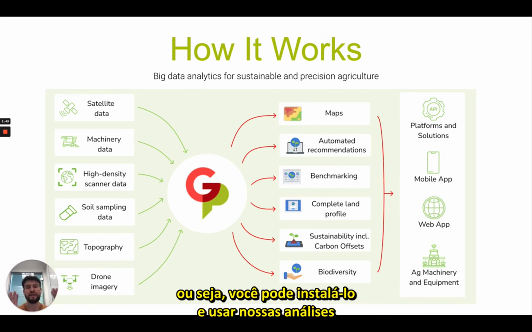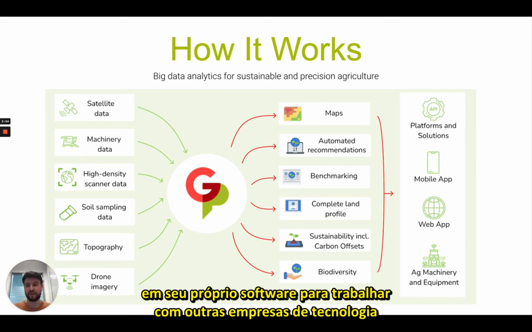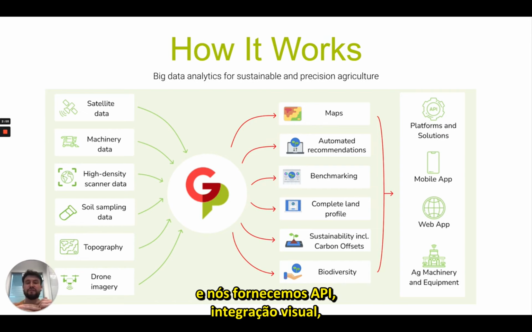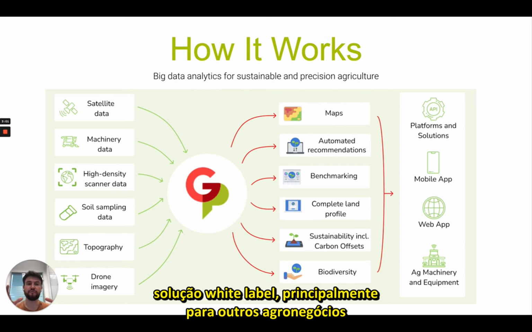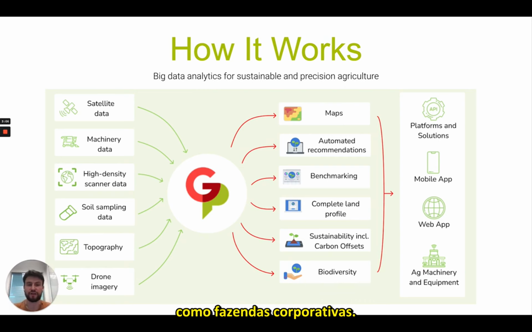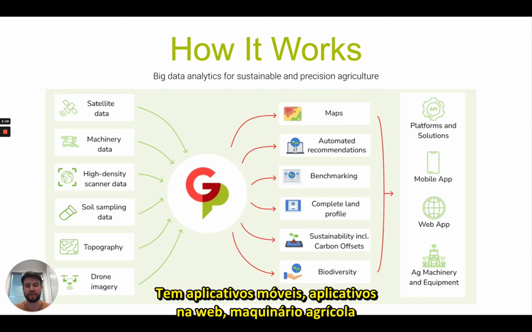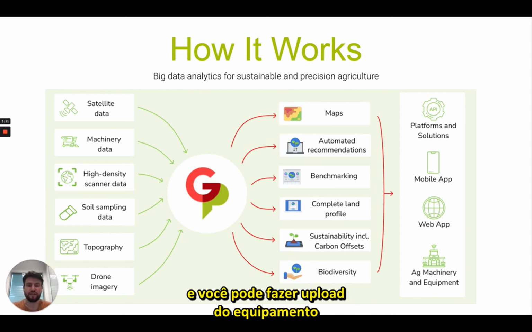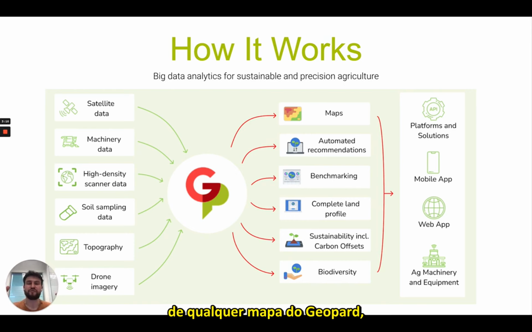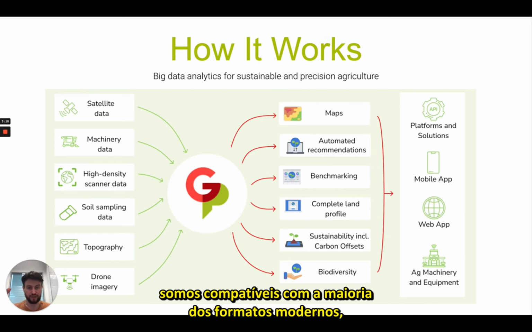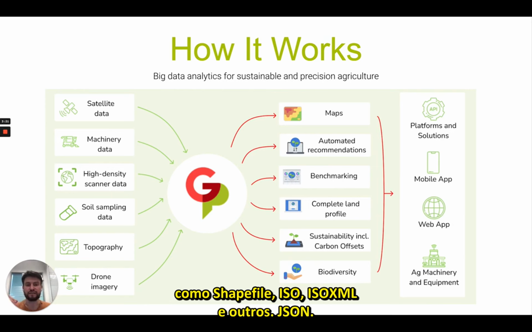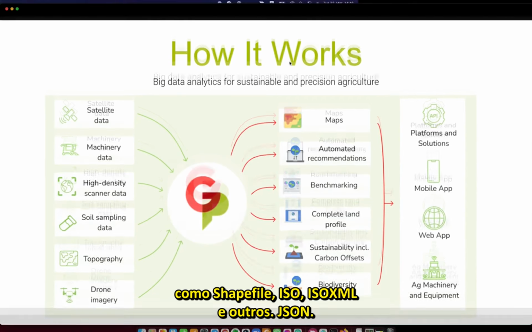And all the Geopard analytics is available via API. It means that you can use our analytics in your own software. We're happy to work with other agtech companies, and we provide API, we provide widgets integration, we also provide white label solution mostly for other types of agribusiness like ag input corporations. Have mobile applications, web applications, ag machinery and equipment is something where you can upload any maps from Geopard, and we're compatible with most of modern formats like shapefile, ISOBUS, ISOXML, and others, GeoJSON.